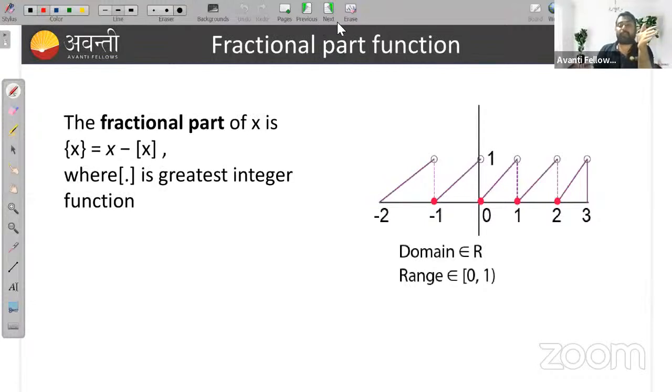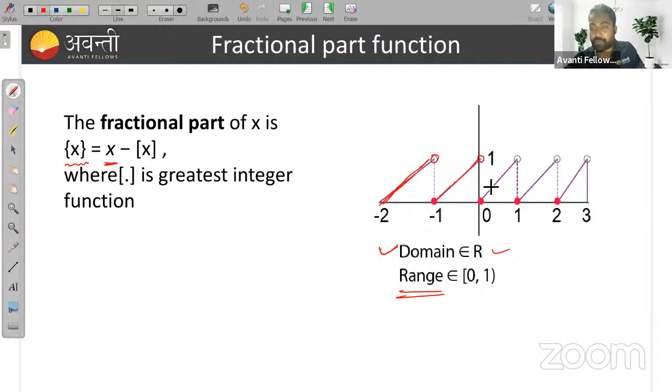And the fractional part function. What is the fractional part function? It is defined as the fractional part of x is equal to x minus the greatest integer of x. Okay, x minus the greatest integer of x, and its domain is R always, and the range is 0 to 1. Look, the graph goes from 0 to 1 in y-x.